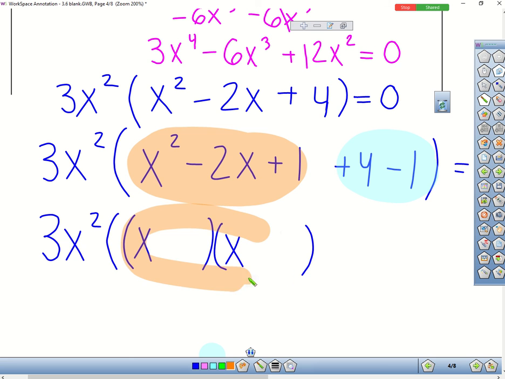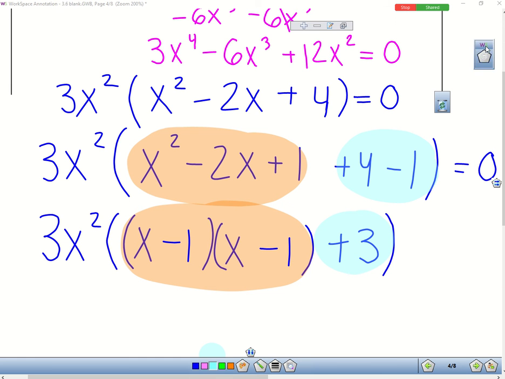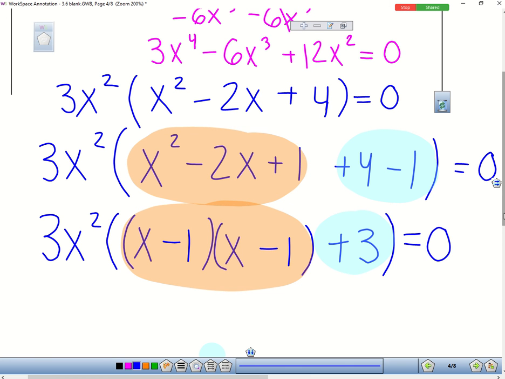Ideas? Good, -1 and -1. Whoever said that, good job. So this factors into (x - 1) and (x - 1) because factors of +1 that add up to -2 are -1 and -1. They multiply to +1 but add up to -2. Now over here we're just going to combine these, which becomes 3. So that's this portion right here. And then we just bring down the, I need my pen, not my highlighter, equals 0. So that's where I'm at right now with the problem.